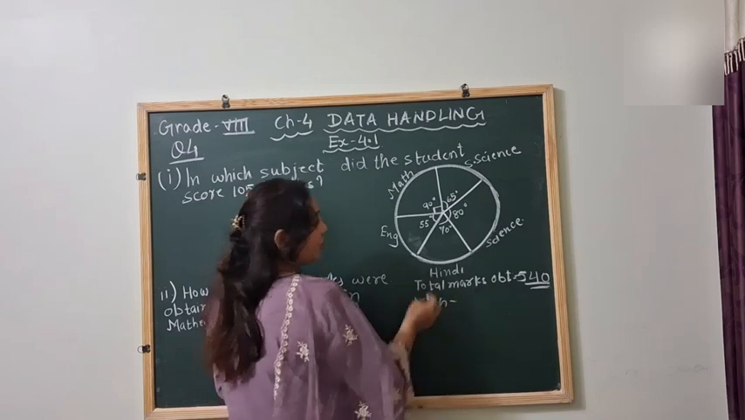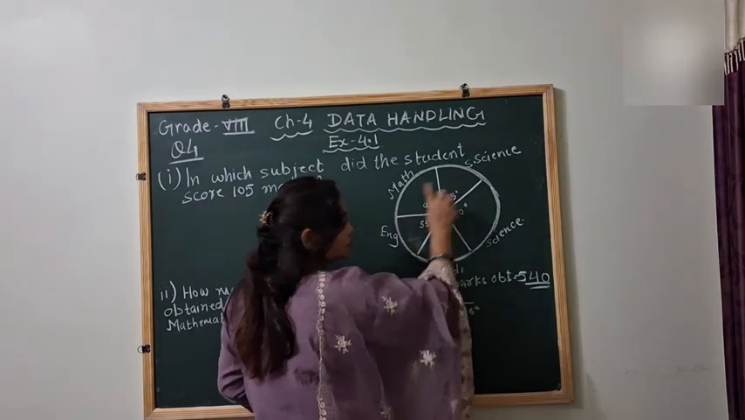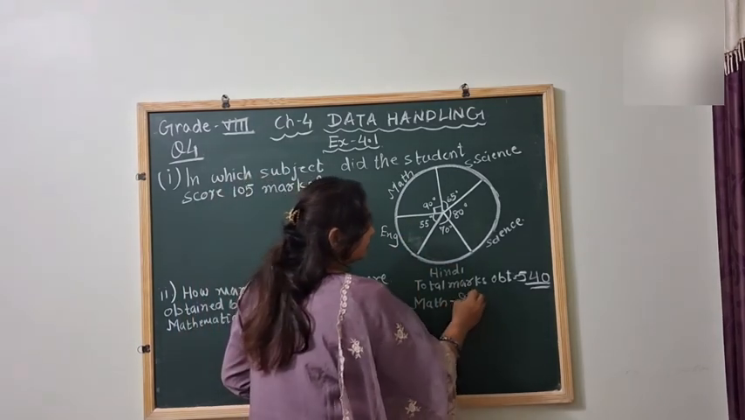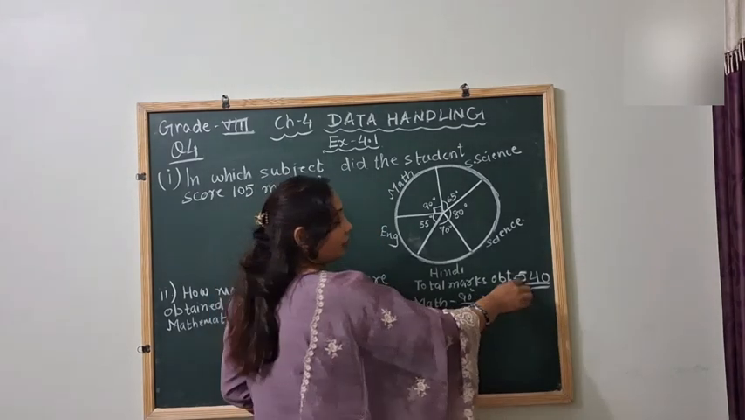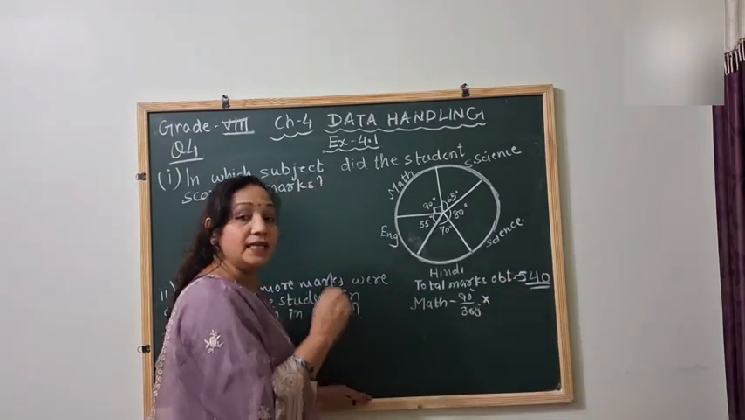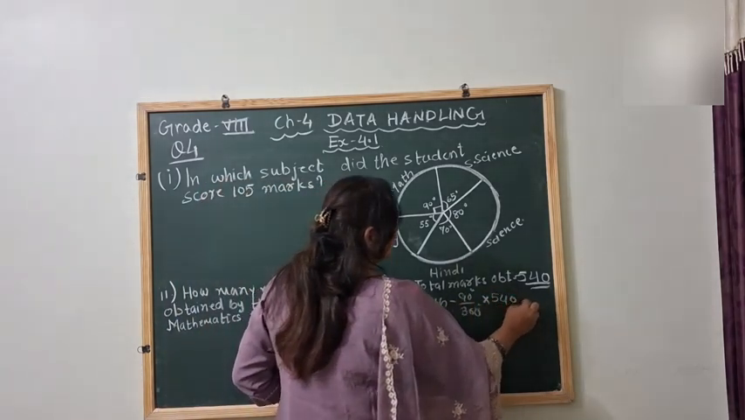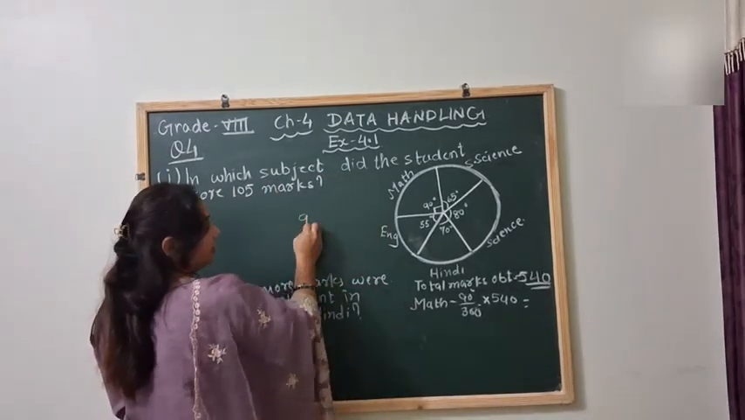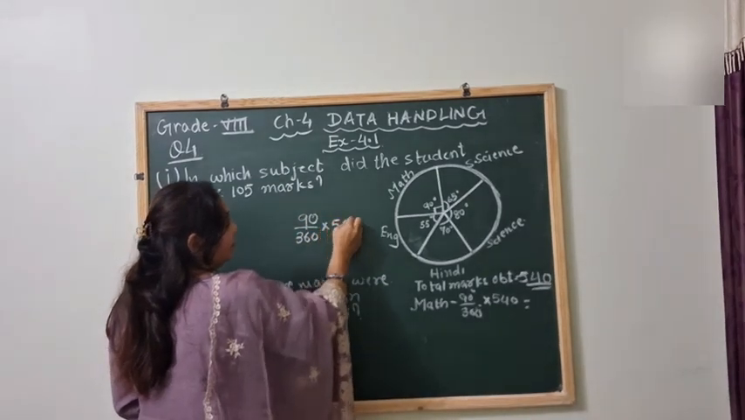So if I want to find out marks out of 360, why 360? Because this whole circle makes 360 degrees. Out of 360, 90 degrees. Multiply by what? 540, the total number of marks he has scored in all subjects. I'll do the calculation here, students, and erase it then. 90 upon 360 multiply by 540.